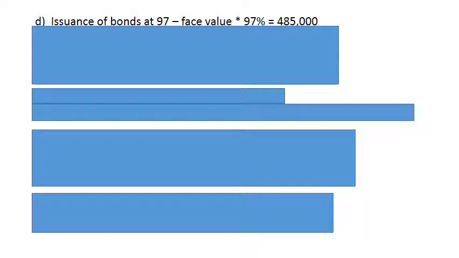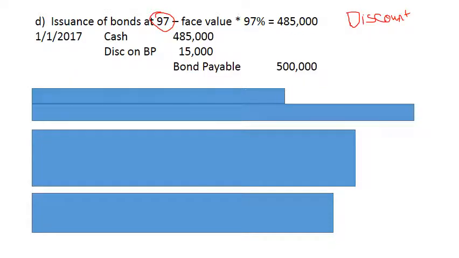So in D, when the bonds are issued at 97, so this is when they're issued at a discount, we're going to be multiplying the bond face amount times the 97%. That gives us a dollar amount of $485,000. So we receive cash of $485,000. The bond payable is recorded at $500,000, and the difference is the discount on bond payable.